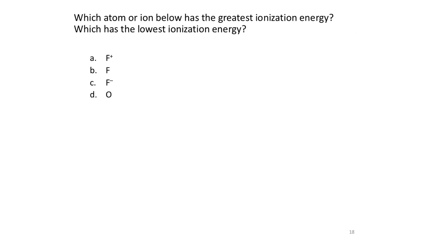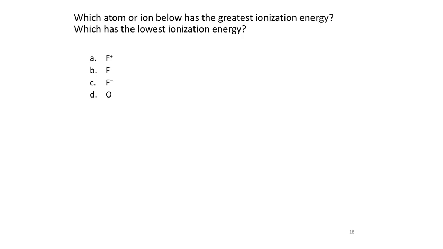I think there's two more review problems in the notes here. Which atom or ion below has the greatest ionization energy? Which one has the lowest ionization energy? This is actually a tricky question because we're mixing in cations and anions with neutral atoms.